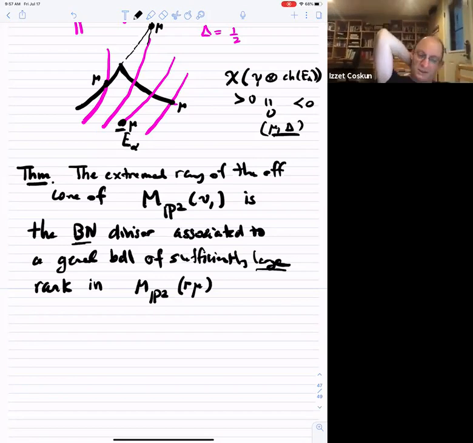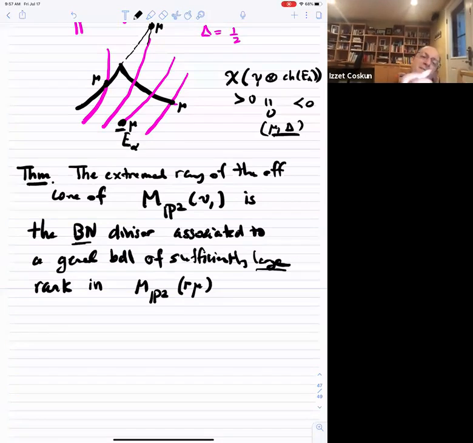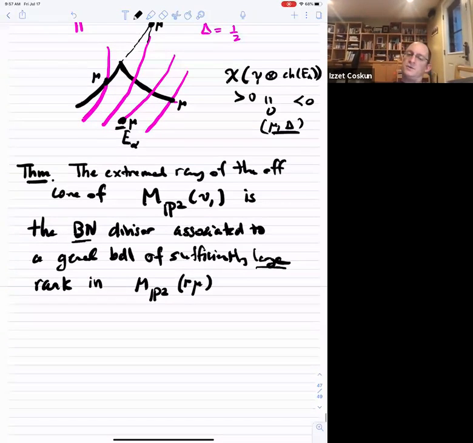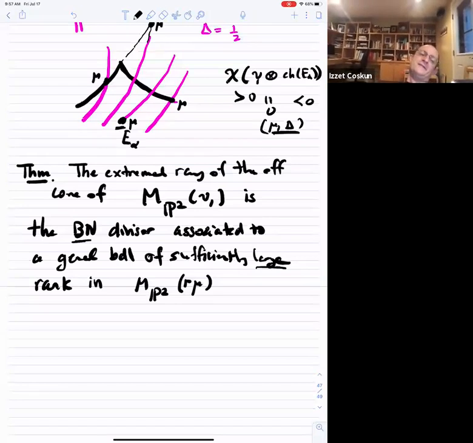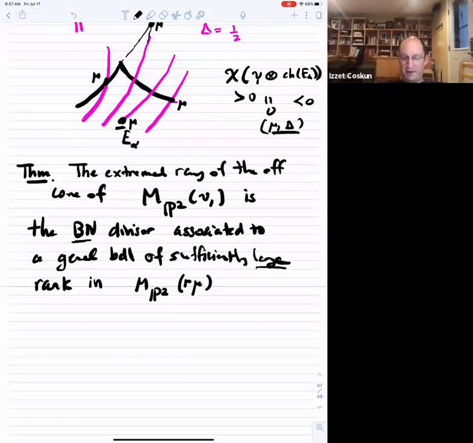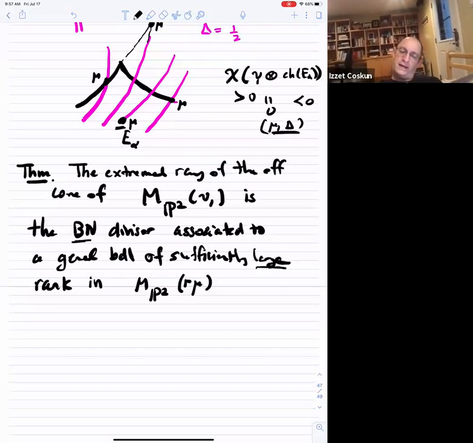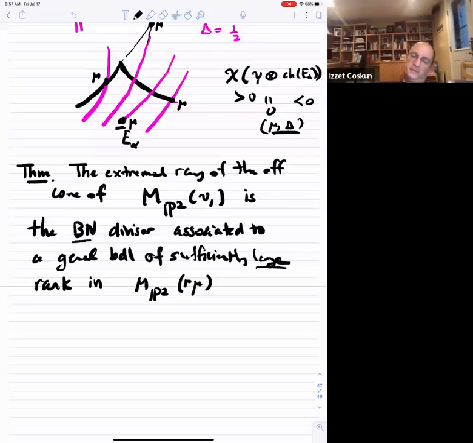answer corresponds to, informally, the way you should think about it is that you take the minimal slope stable bundle such that this Euler characteristic is 0, subject to the condition that the slope of this product is non-negative. And you take a sufficiently large multiple of sufficiently large rank with those invariants, and the Brill-Noether divisor associated to this will give you the extremal ray of the effective cone.